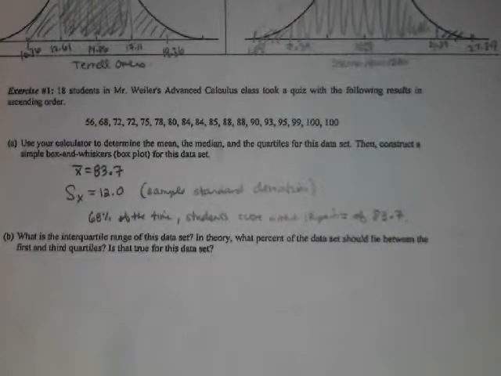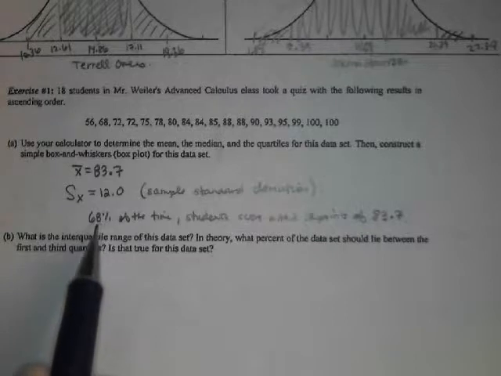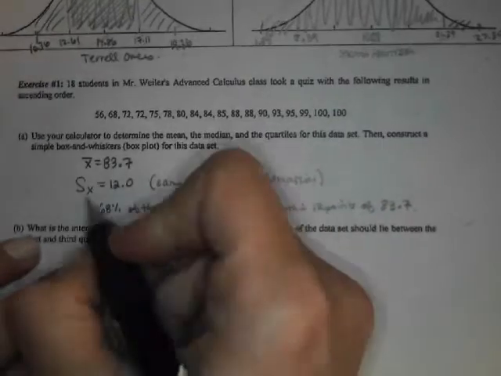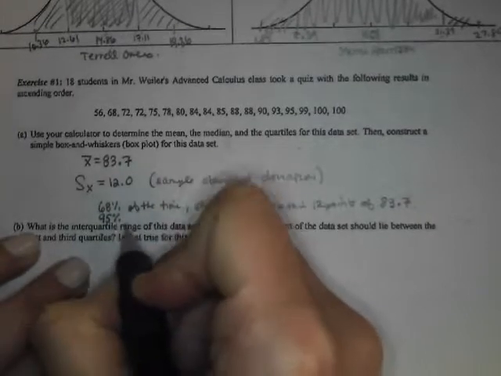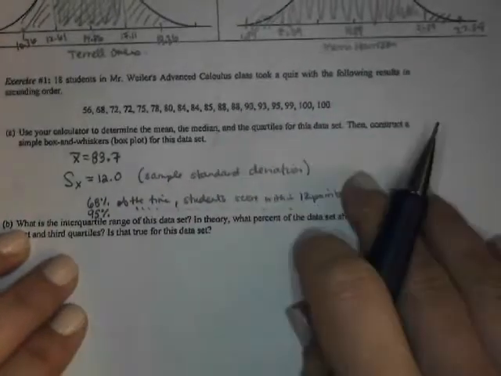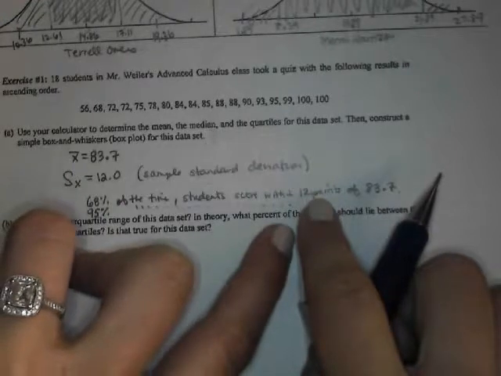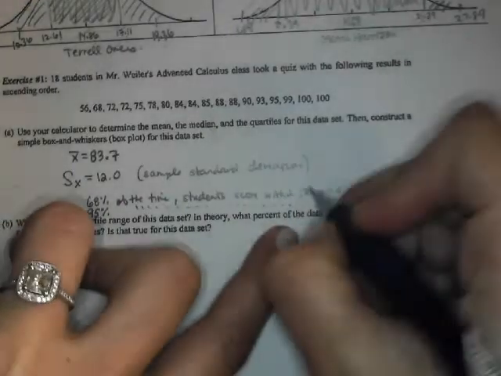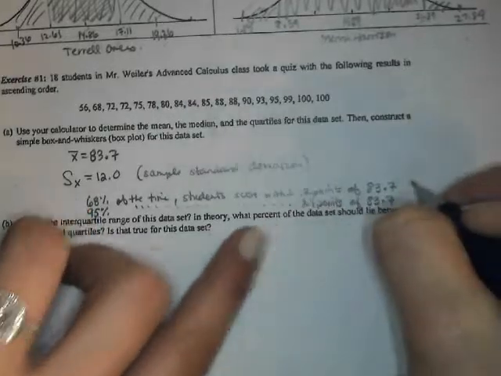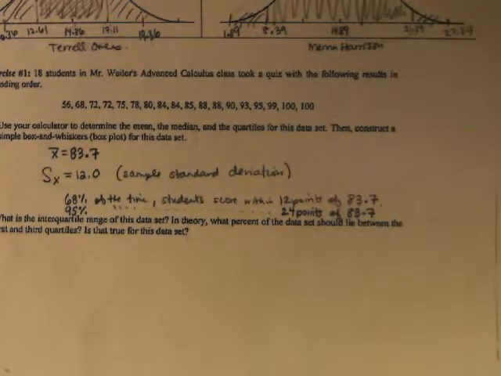What does that percentage grow to when we talk about two standard deviations? What was that second percentage? If you go two standard deviations away, look up top. 95. So I'm going to write another sentence. I'm actually only going to change the numbers. 95% of the time, keep all this same, students score within, if one standard deviation is 12 points, two standard deviations is 24. Points of what? 24 points of 83.7, because 83.7 is the average here.